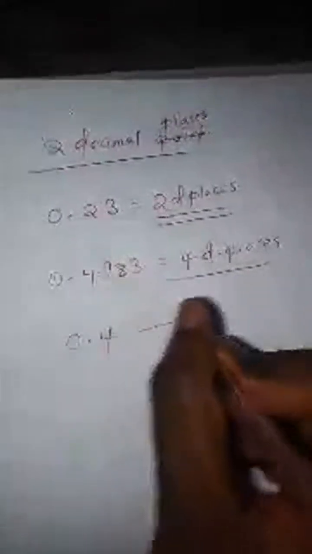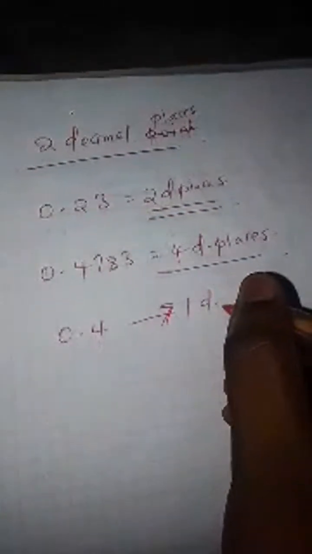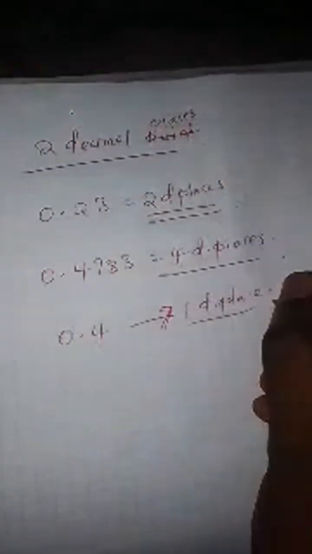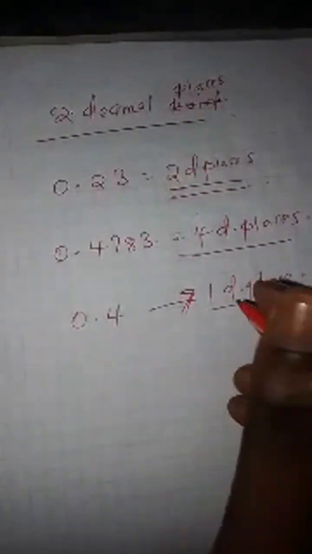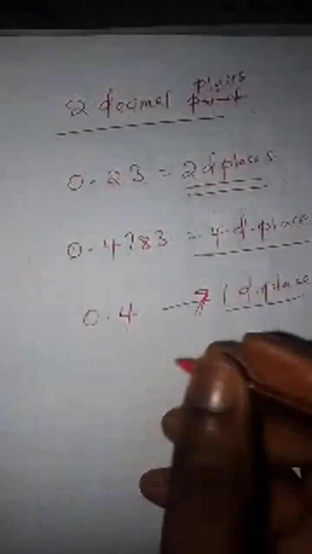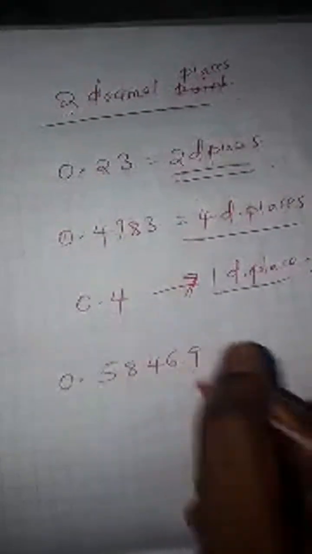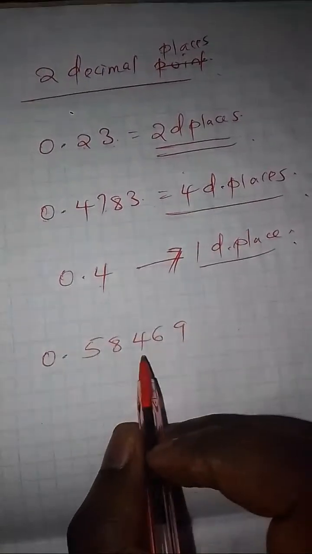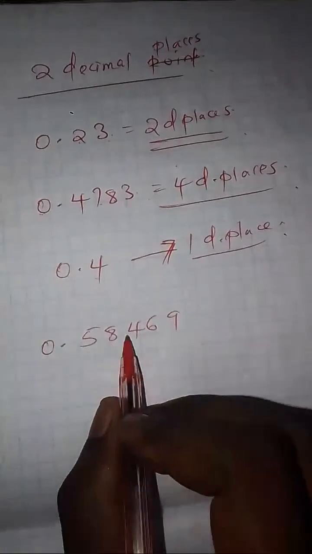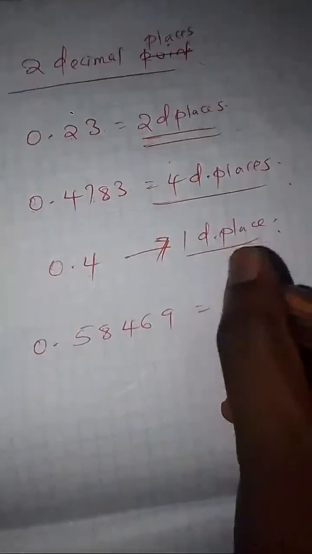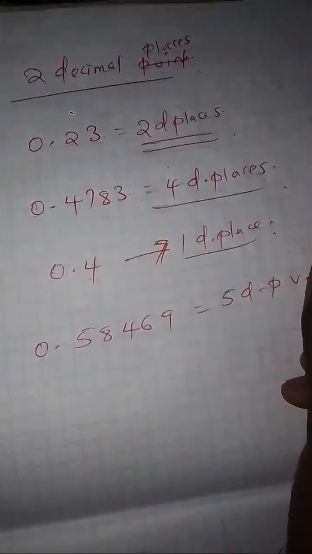So if you get your answer 0.4 and you're told to write your answer in 1 decimal place, this one is the 1 decimal place because of 4. So you say the answer is 0.4 to 1 decimal place. That is how we work it out. Okay, you can also be given a number like 0.58469. So this number has how many decimal place values? 1, 2, 3, 4, 5. So you say it is 5 decimal place values.